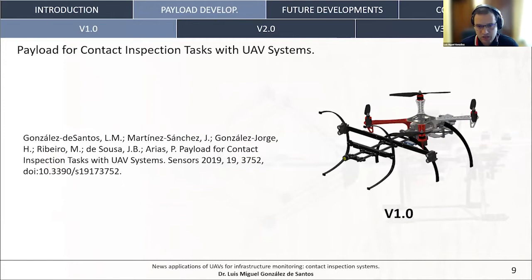So this is the first version we have developed, which was published in Sensors Journal in collaboration with researchers from University of Porto in Portugal. And the payload is basically composed of 3 main components: the sensor support, the contact support, and the positioning system. In this version, the contact support was designed to be flexible in order to absorb the vibrations of the UAV during the contact inspection.